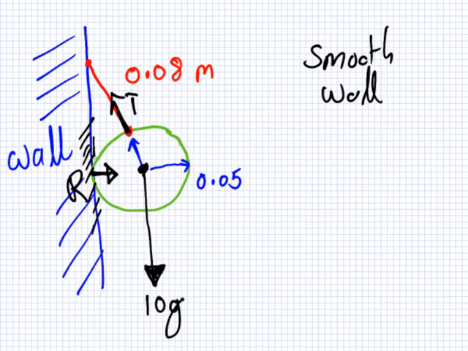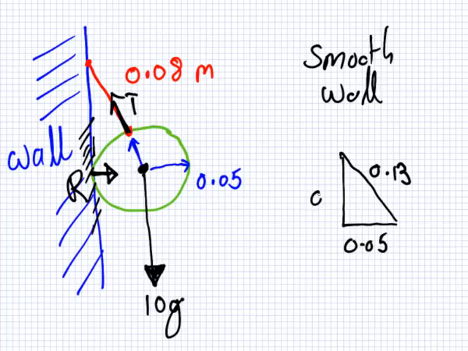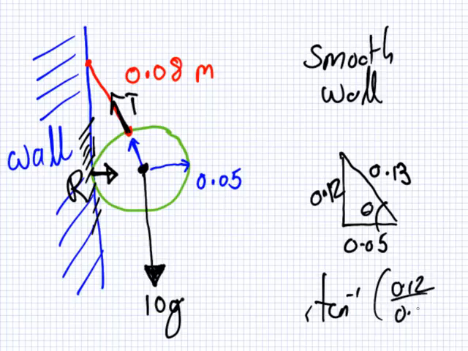Okay, so we could know this angle here. If I draw the triangle, this is 0.13, this is 0.05. This triangle here. So the height must be, anybody? 0.12, very good. So I can get this angle here. Grace, how can I get this angle? Tan inverse 0.12 over 0.05. Yes, you could also use sine. So you get 67.38.